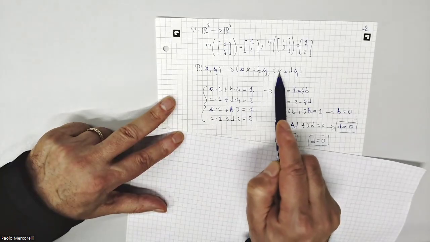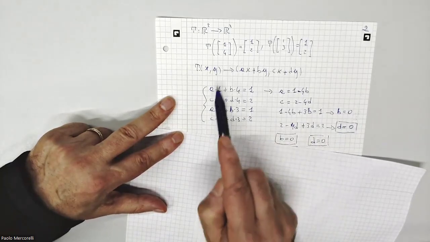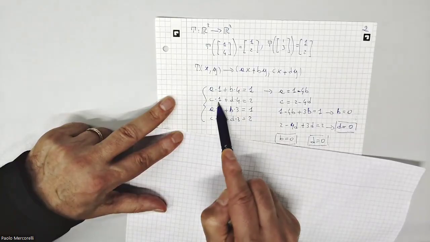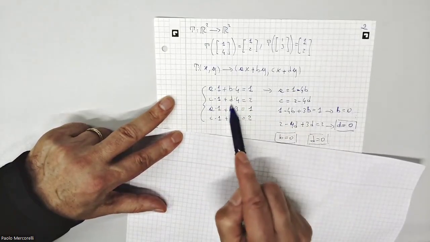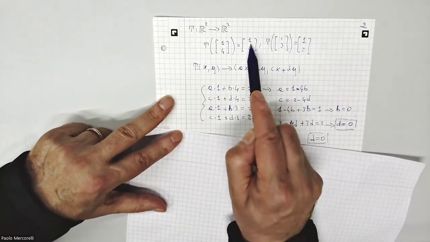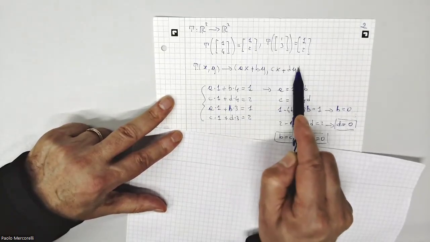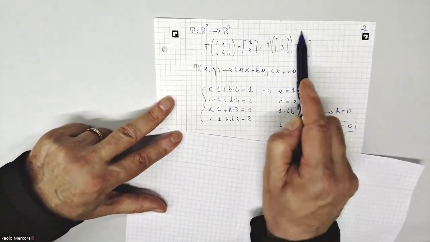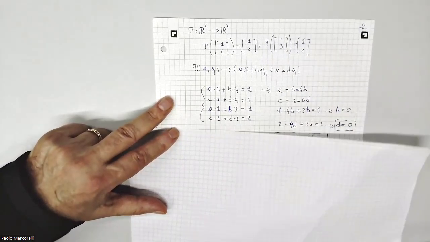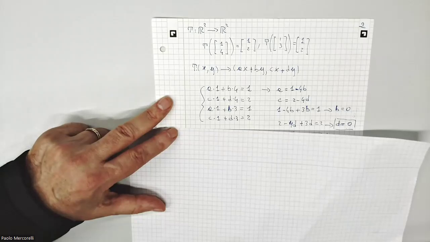Then we have c multiply x plus d multiply y. This means for x equal 1, c multiply 1 plus d multiply 4, because of this 4 here, equal to y2, because these two here correspond to the second position here. I do the same for the rest of the data. I have these four conditions.